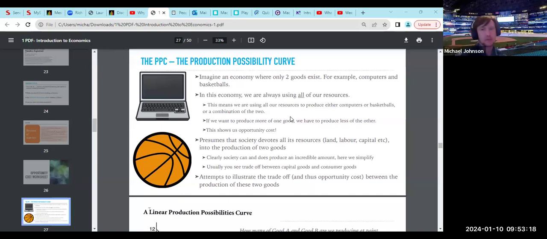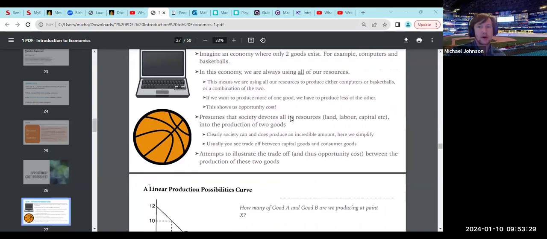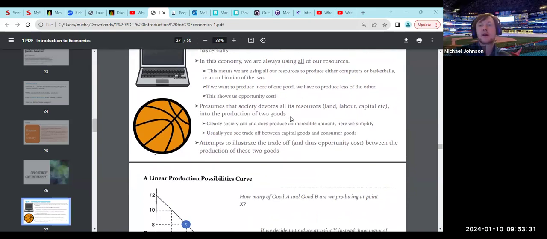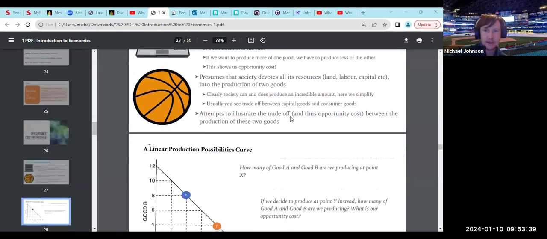The PPC, production possibilities curve: we'll do more about this in future weeks, but I'll do an overview right now. Imagine an economy where only two goods exist, for example computers and basketballs. In this economy, we're always using all of our resources, to produce either computers or basketballs or a combination of the two. If we want to produce more of one good, we have to produce less of the other. This shows us opportunity costs.